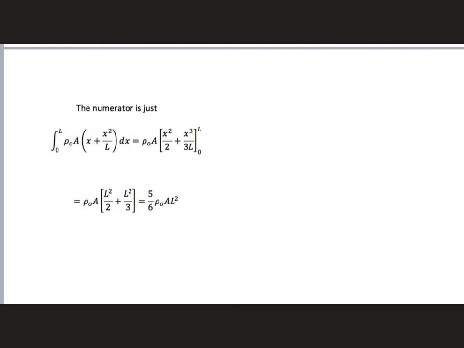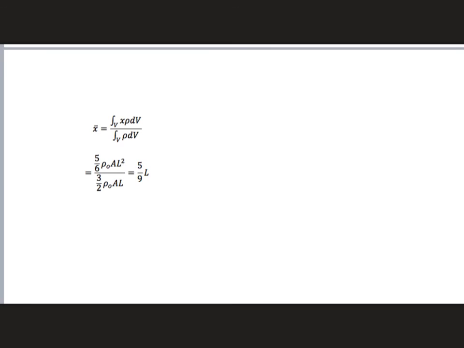So now we can combine our two results. We have the x-coordinate of the center of mass is the integral of x rho dV, which we just calculated, divided by the integral of rho dV, which we calculated previously. Plugging those values in, I can see there's going to be a lot of cancellations. The rho naughts are going to cancel, the A's are going to cancel, one of those L's is going to cancel with the L below, and so what I'm left with is just 5/9 L, and that is the position from the left side of the cylinder, how far up you have to go to find the center of mass.